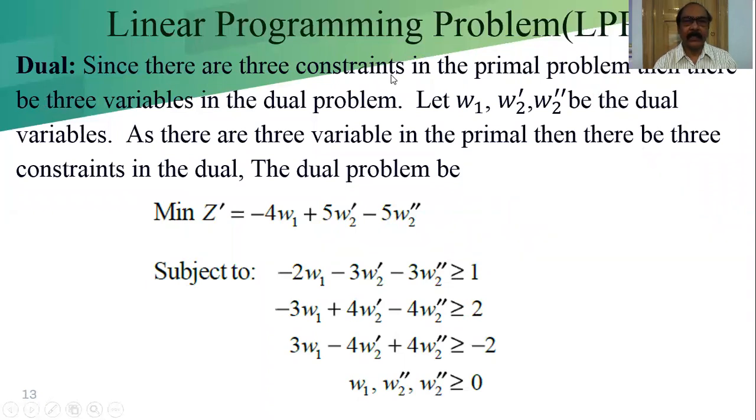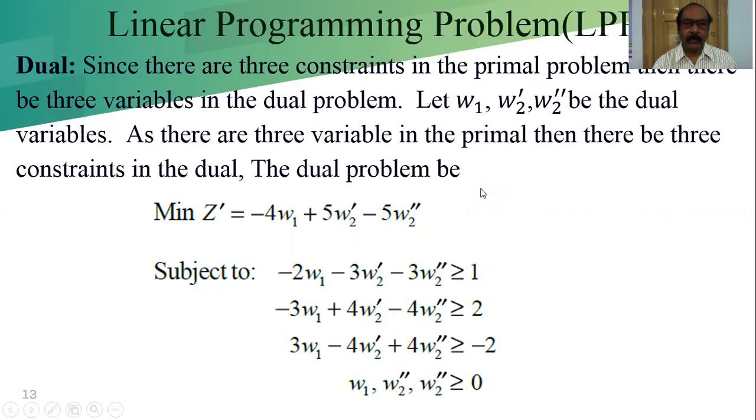Since there are three constraints in the primal problem, there will be three variables in the dual problem. Let W1, W2 dash and W2 double dash be the dual variables. Since there are three variables in the primal, we will get three constraints in the dual.